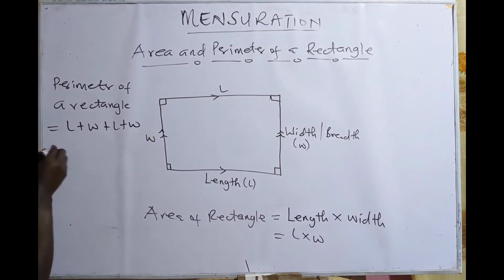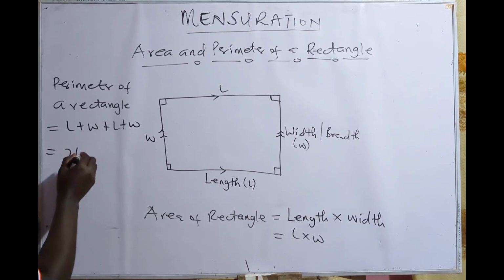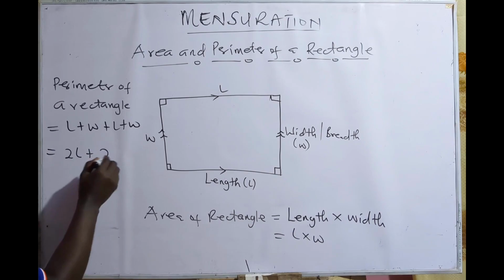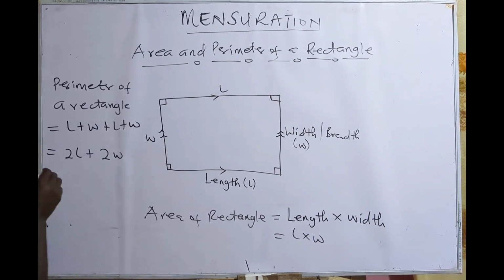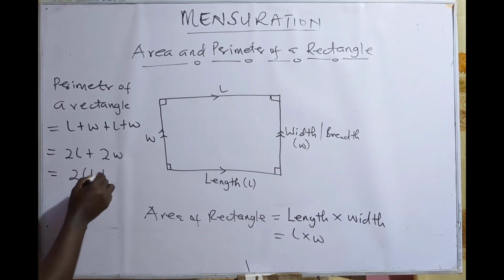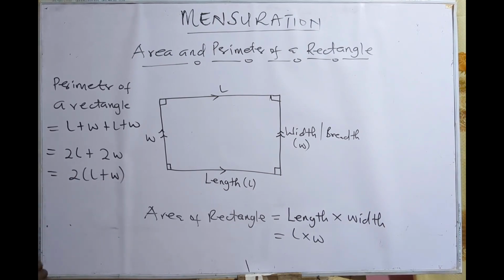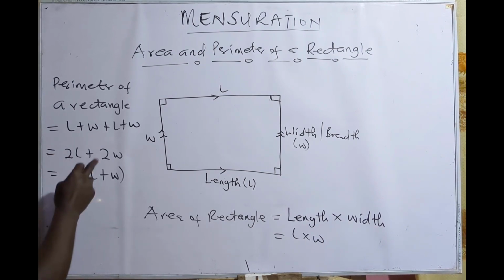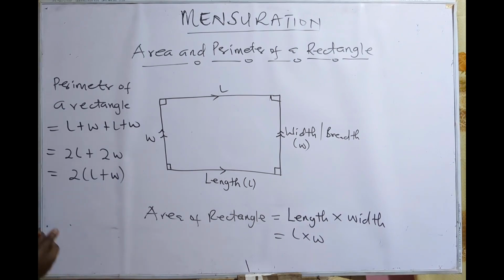My length plus length will give me 2 of the length, my width plus width will give me 2 of the width. Then I can factorize 2 out and I get 2 times L plus W. So the perimeter of a rectangle is 2 multiplied by the length plus the width, or 2 times the length plus 2 times the width, and that will give you the perimeter of a rectangle. So this is about the perimeter and the area of a rectangle.